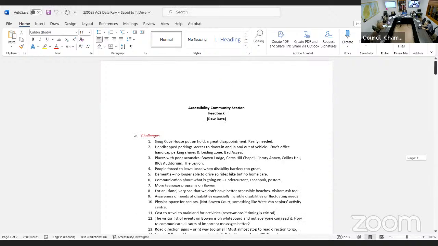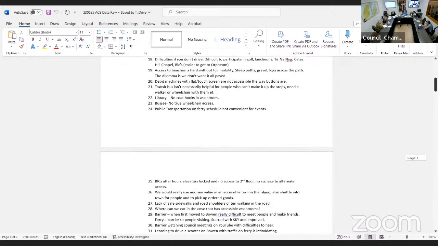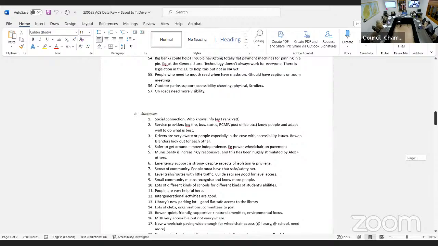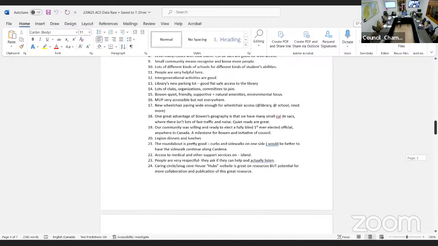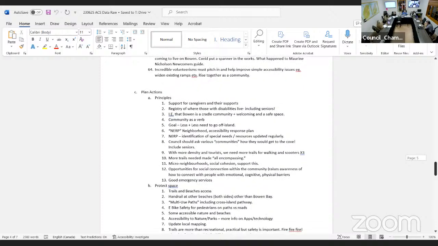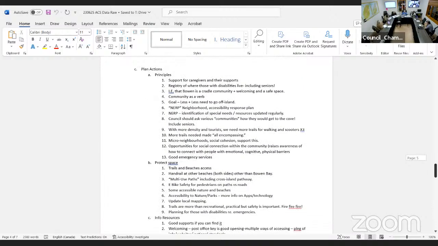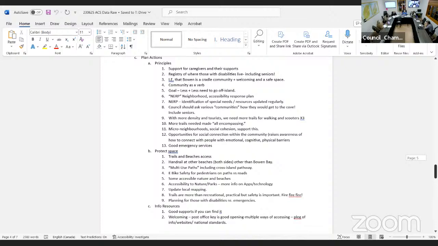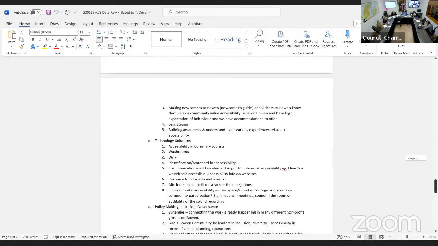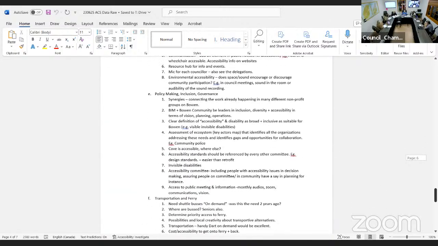And I just want to show for the community, there's a survey and then the community session was structured as challenges on Bowen, and then successes, and then possible plan actions. Where does Port Coquitlam have it? They have a separate category, item, right? Specifically about their workers, Tina was saying. Yeah, they have it separate.